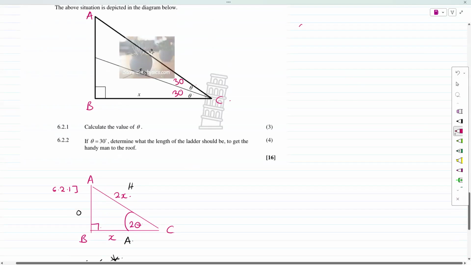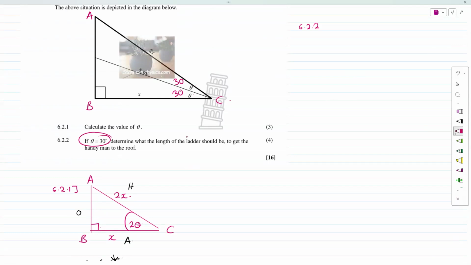The fact that we know this makes the rest of the questions, no matter what, very simple to deal with. Now, they told us theta is 30. The reason they said that is sometimes people cannot calculate 6.2.1, therefore we would use 6.2.2. We can use theta as 30. The next calculation is they want us to calculate the length of the ladder required to climb the roof. And this is quite simple, because we know this is 5 meters, we know this is x, and we know this is 30, right?